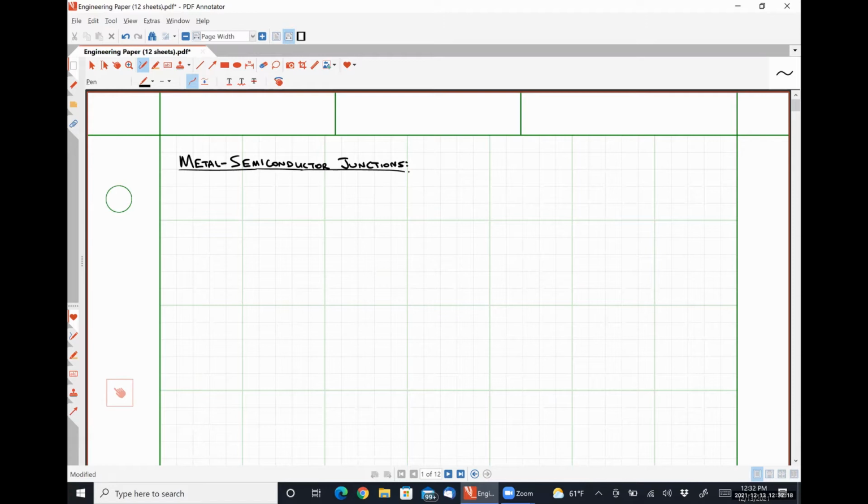So a metal semiconductor junction occurs whenever a metal is deposited on a semiconductor material, which kind of makes sense. It's an interface between crystalline metal and crystalline semiconductor. One fundamental difference between metal semiconductor junctions and PN junctions is that a metal semiconductor junction can be either rectifying or ohmic. We're going to talk about what both of those things mean.